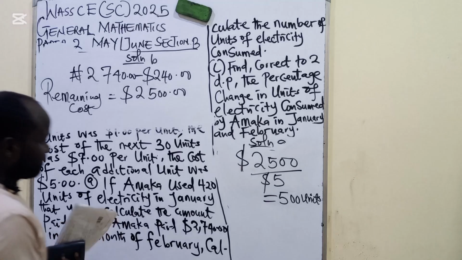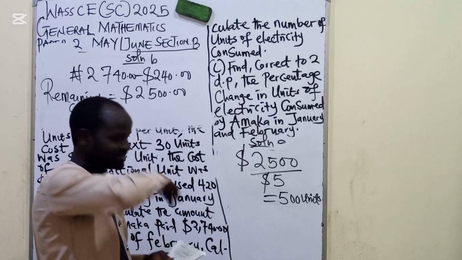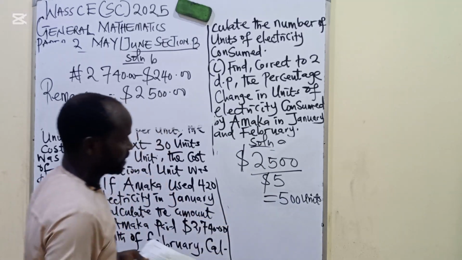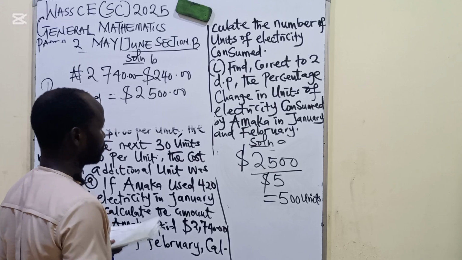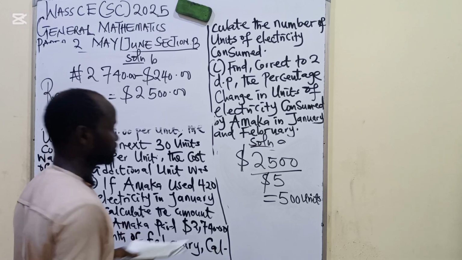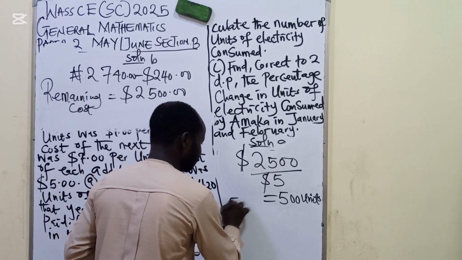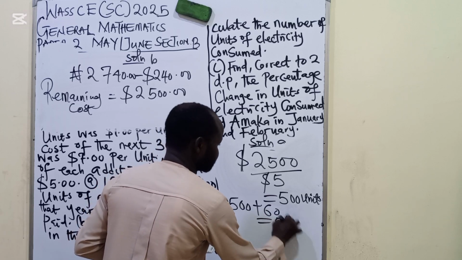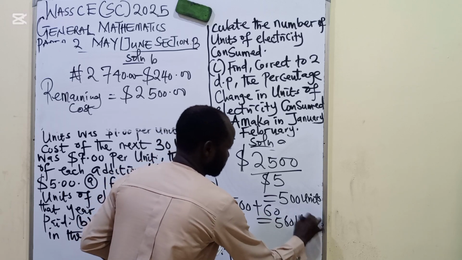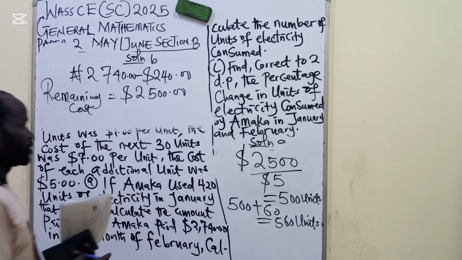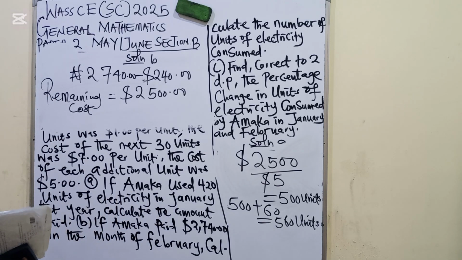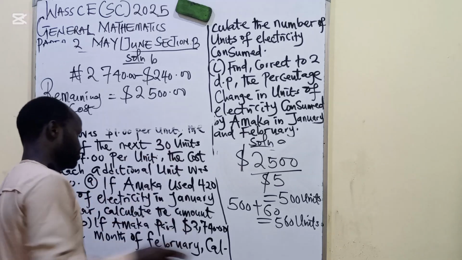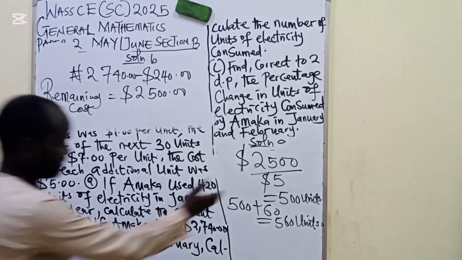Okay, so this will be said to be the units that she spent. So the final thing now, we have to add that 60 to this to find the number of units of electricity consumed by her. It will now be 500 plus 60, and that will be 560 units. So this will be the units consumed by Amaka in the month of February. So this is the solution to B. Let's move to C.